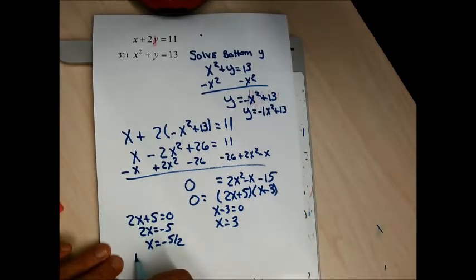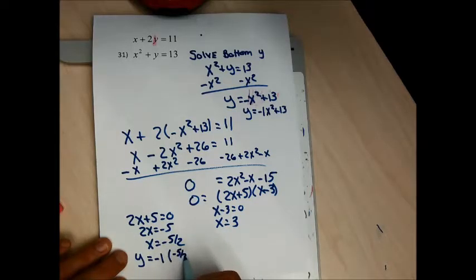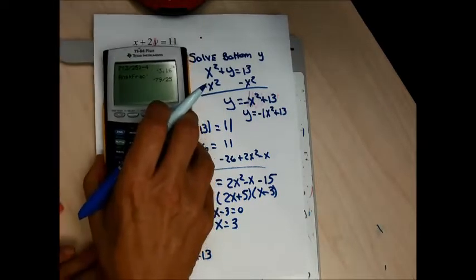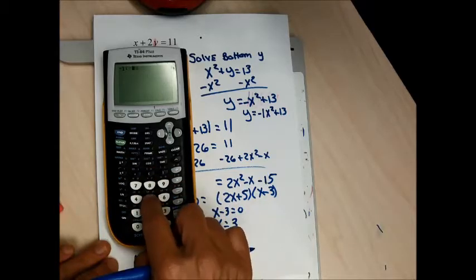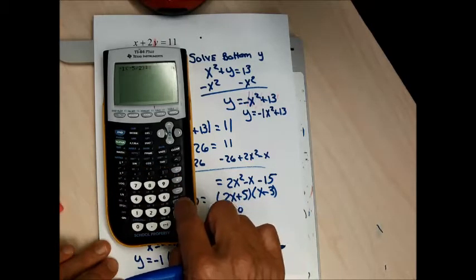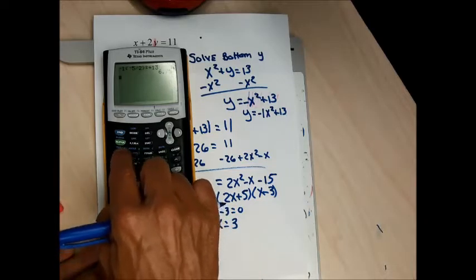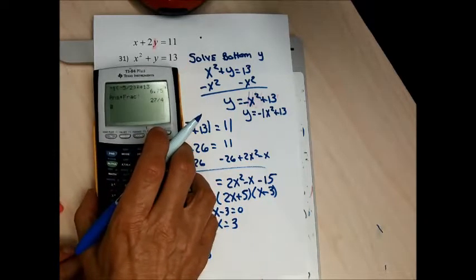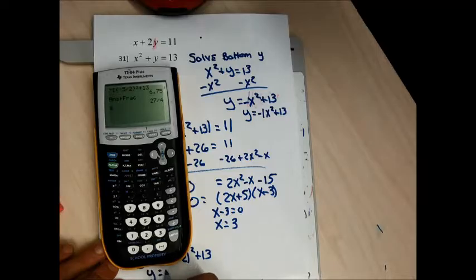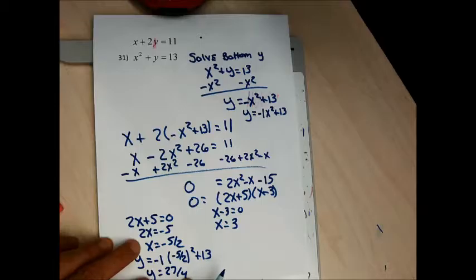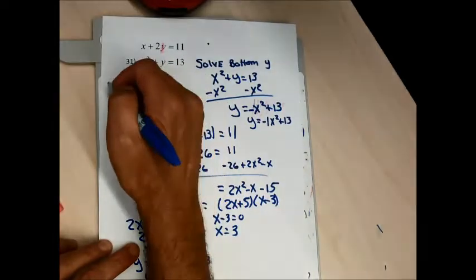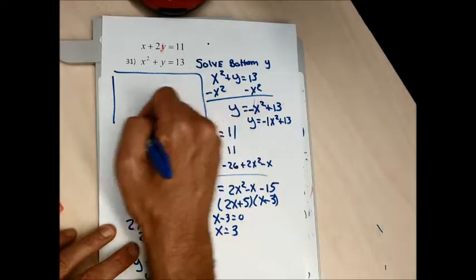So for my first y, I'm going to go y equals negative 1 times negative 5 halves squared plus 13. And I'm going to do that on my calculator because I don't want to do that by hand. So I'm going to go negative 1 parentheses negative 5 divided by 2 squared plus 13. Math, enter, enter, and I get 27 over 4 for the y. So that's going to give me one of the answers, negative 5 halves for x and 27 over 4 for y. I'll just squeeze the answers right here.